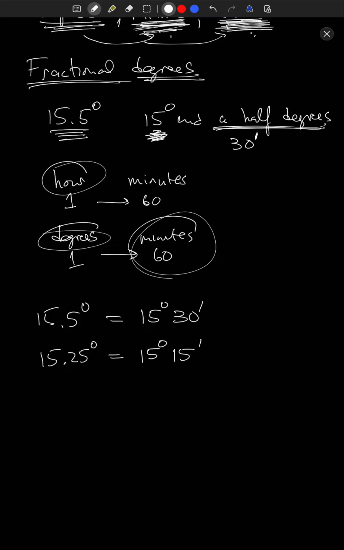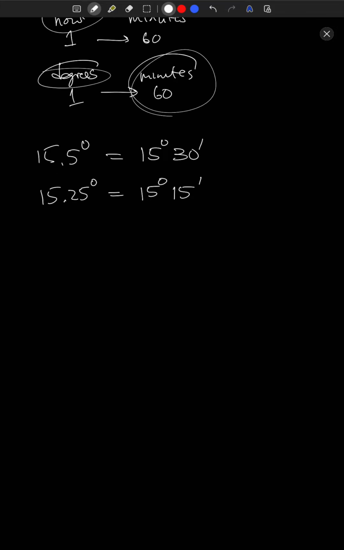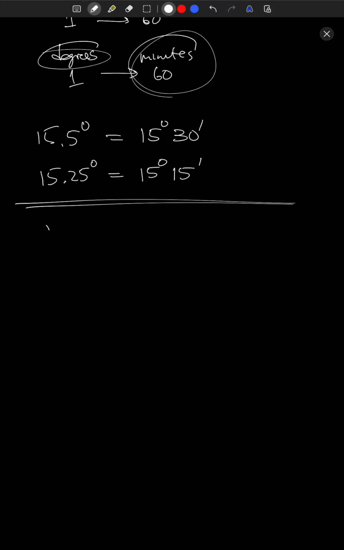Okay. All right. So this is kind of an intuitive way to do this calculation, where you're just thinking about the relationship between hours and minutes in terms of time. But of course, this is a math class. We want a more concrete way to do the conversion. So let's do something like this. 15.40 degrees is equal to what in terms of degrees and minutes?